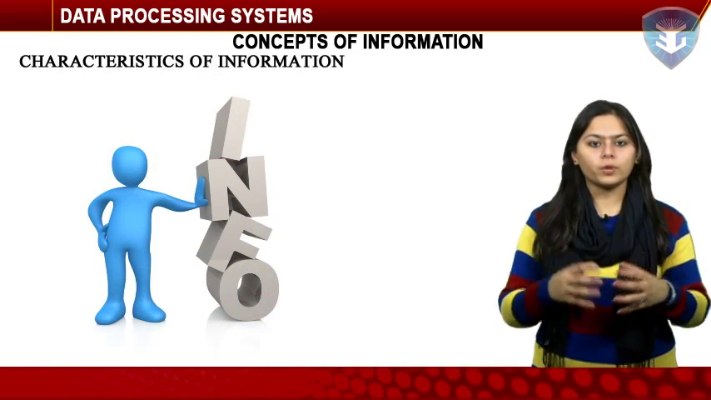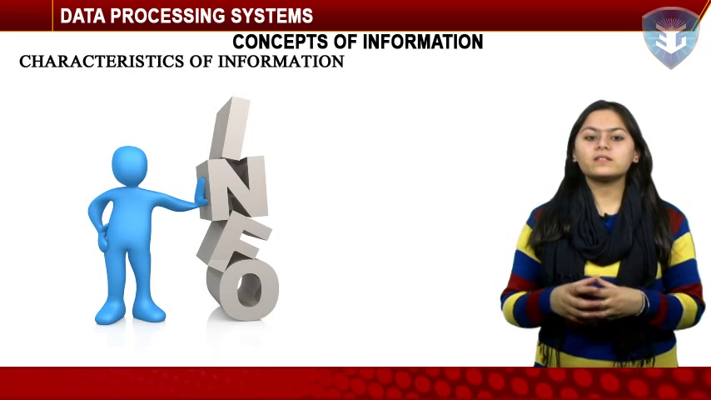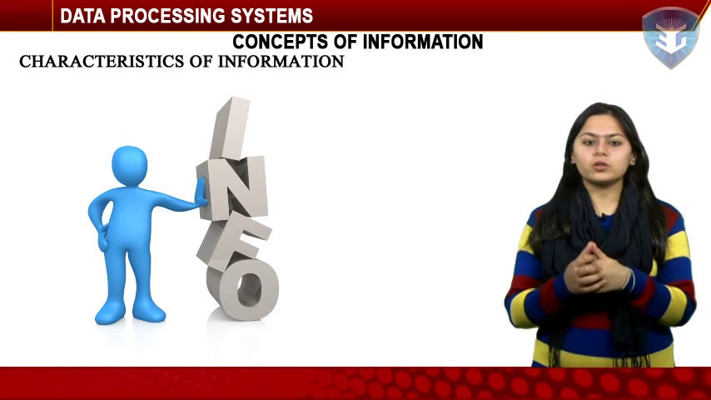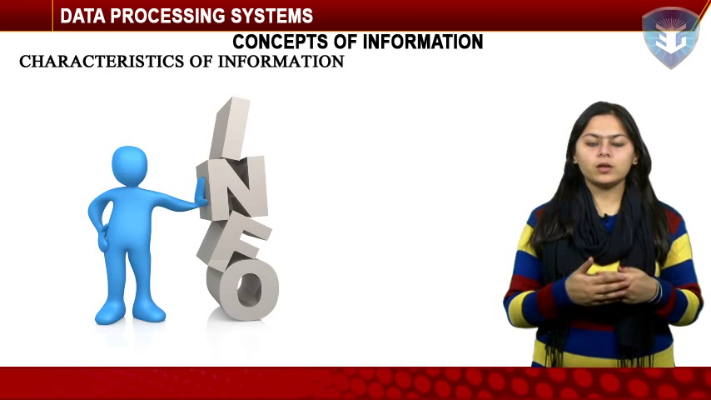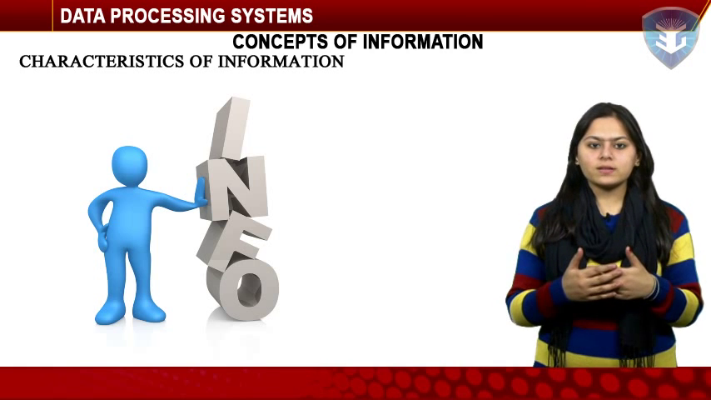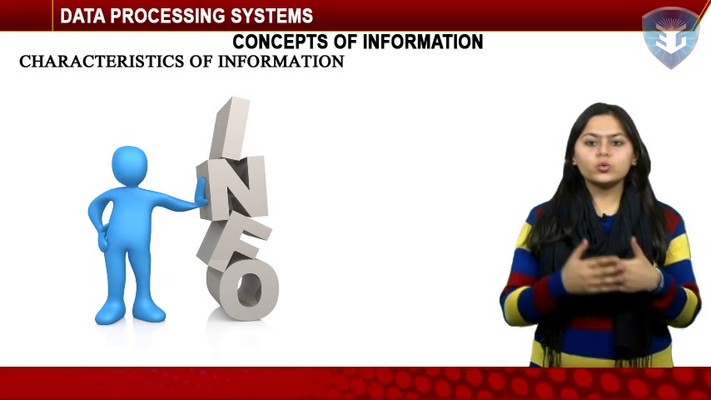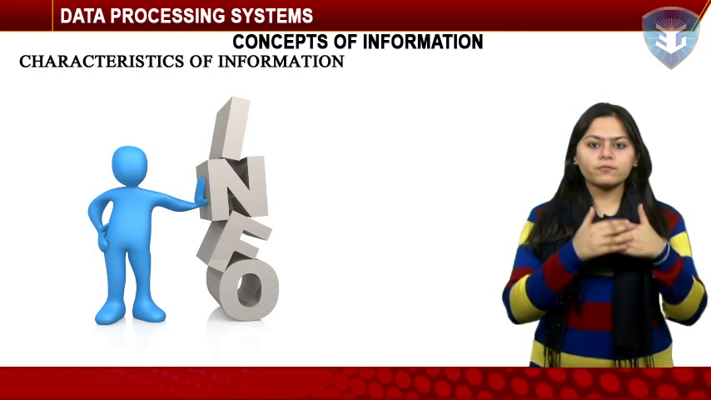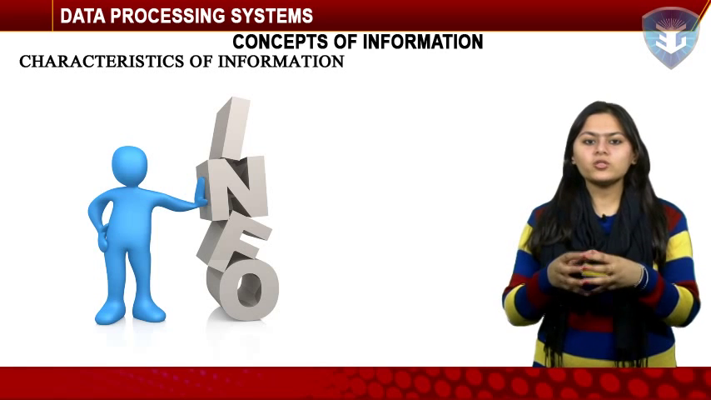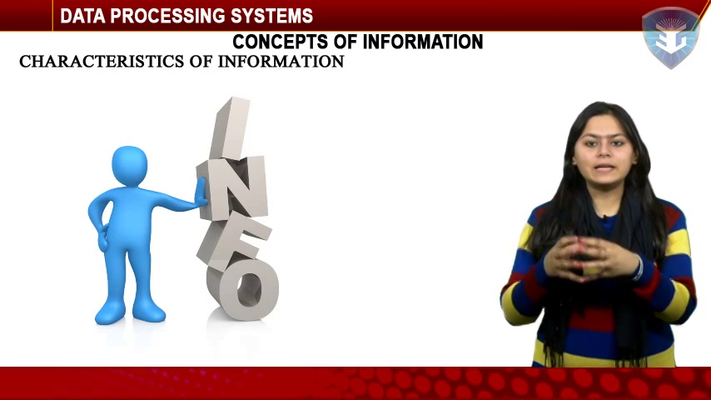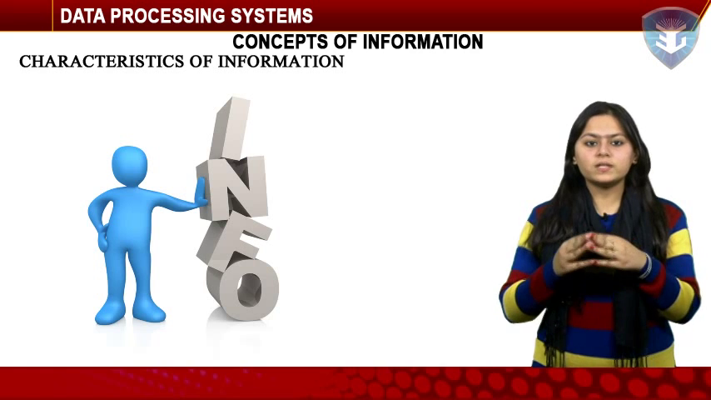Characteristics of information. The characteristics of good information are relevance, timeliness, accuracy, cost effectiveness, reliability, usability, exhaustiveness, and aggregation level. Information is relevant if it leads to improved decision making.